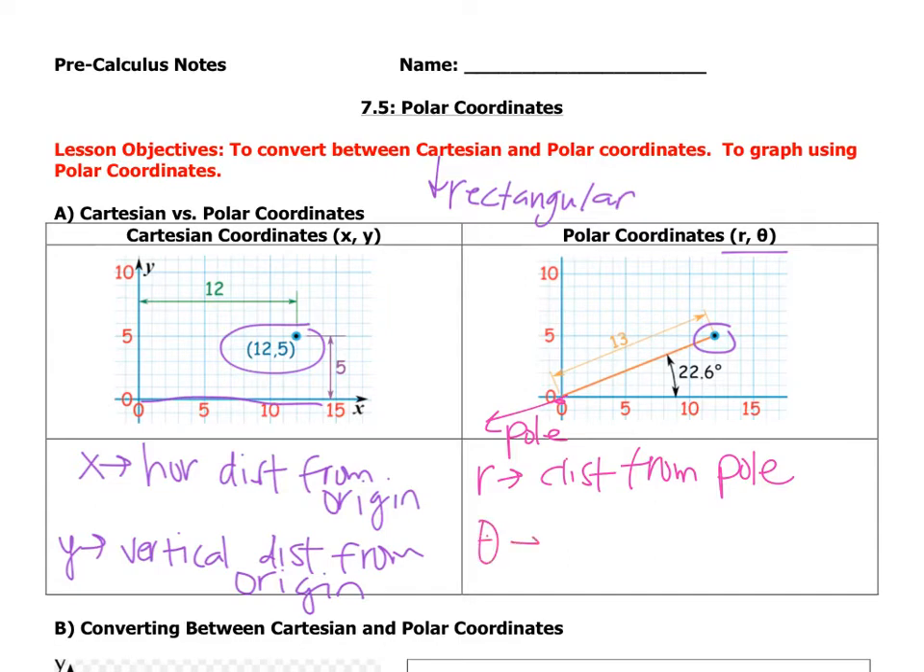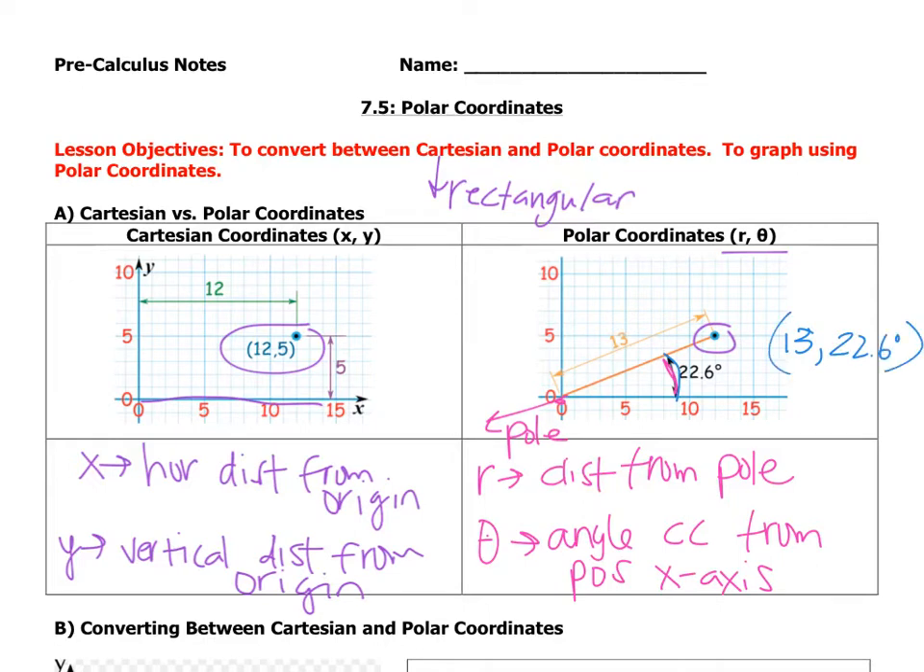The other part of a polar coordinate is theta. So that is the angle, as you can see here, that is measured counterclockwise from the positive part of the x-axis. So if you look at starting here, we have a rotation in this case of 22.6 degrees. So we would take the value of the radius, or the distance from the pole, 13, and we would take that angle measured counterclockwise, which in this case is 22.6 degrees, and just put those in an ordered pair.